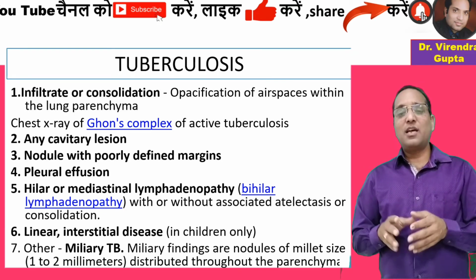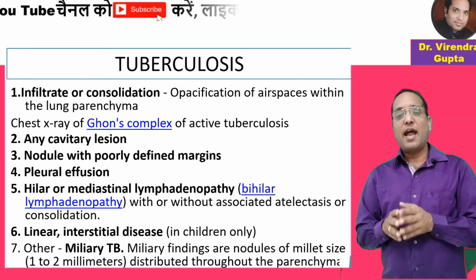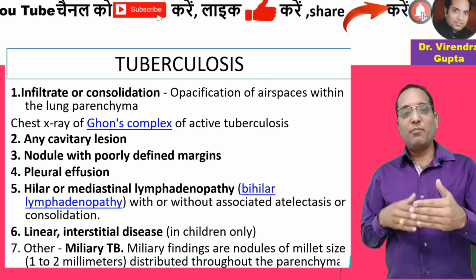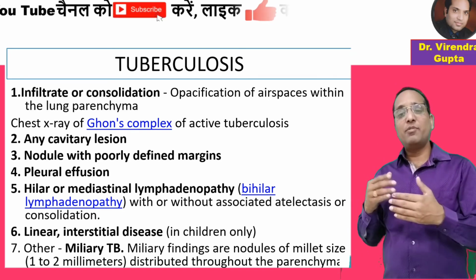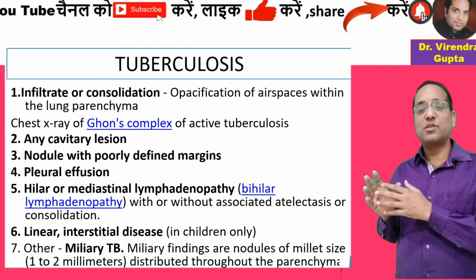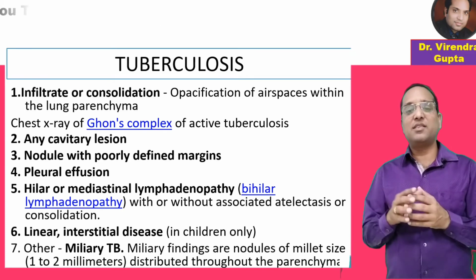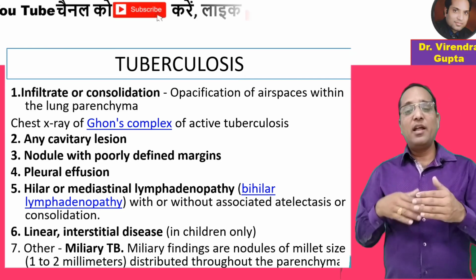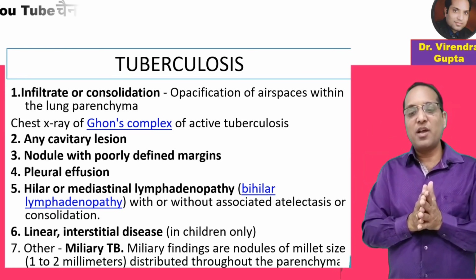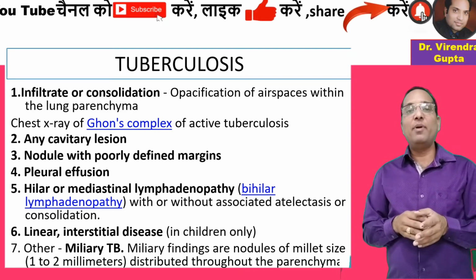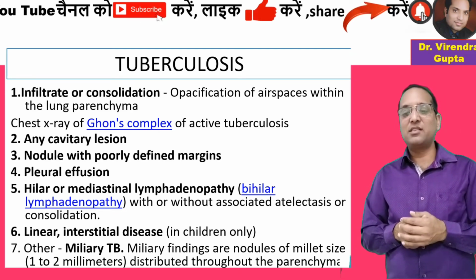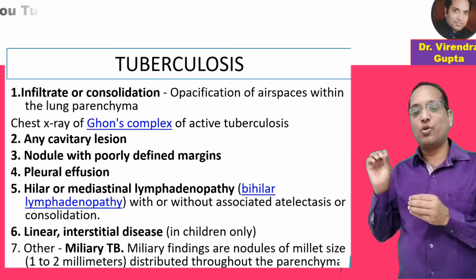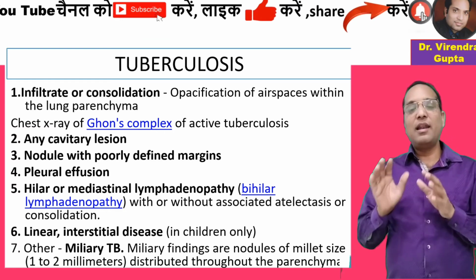In tuberculosis, there may be some infiltration or consolidation, and Ghon complex may be seen in active tuberculosis. There may be some cavitatory lesions, some nodules or lymph nodes with poorly defined margins, pleural effusion, and hilar or mediastinal lymphadenopathy. Linear or interstitial disease may be found in children, and miliary tuberculosis may also be found, with nodules of millet size, 1 to 2 millimeters, distributed throughout the lung parenchyma.